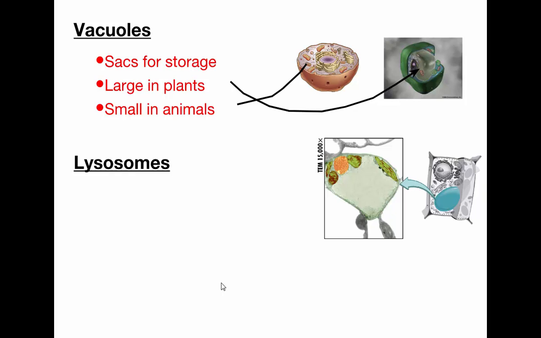Here's another picture. This is from an electron microscope. So we see in this cell, this is a plant cell, the whole thing. All of this gray area is the vacuole, filled up with water.